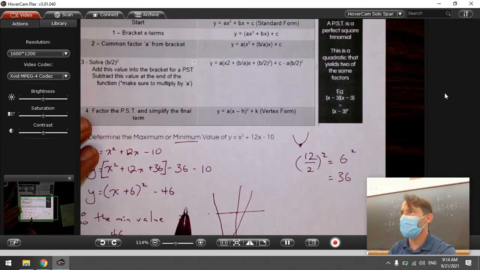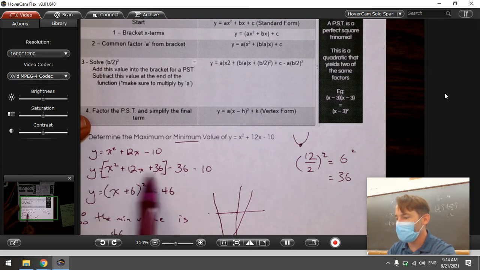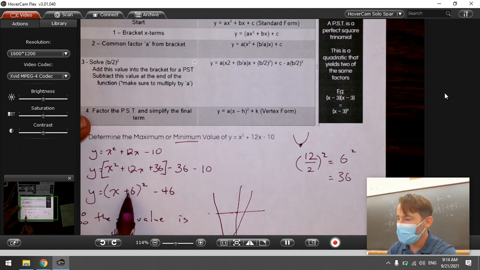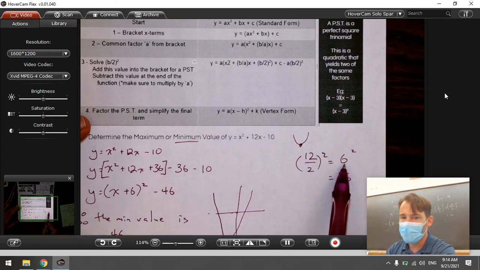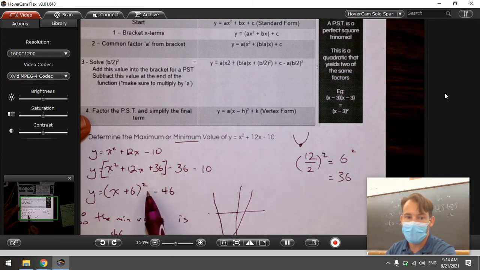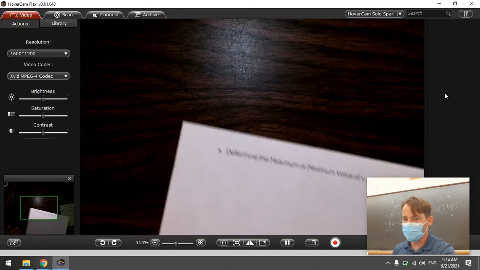Notice, I added something, I took that thing away. That means it's still 0. I'm allowed to do that, and that creates a perfect square trinomial. Where did I get this number? I get it over here, actually. That's half of b. That's just my half of b there. It goes in there.